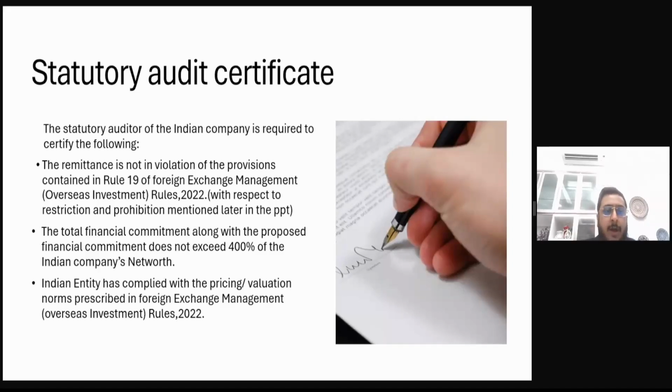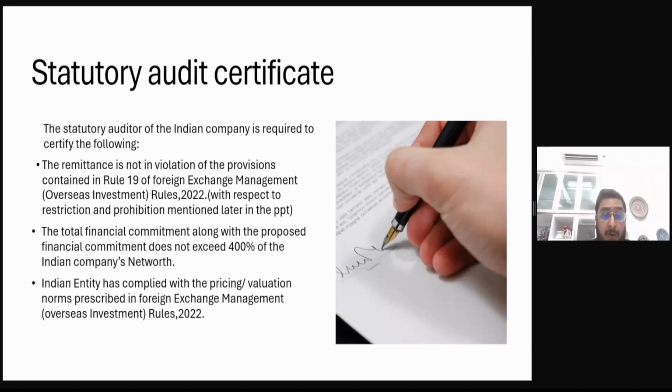Statutory auditor certificate. Now, what are the basics? As I discussed earlier, what are the basic contents of the statutory auditor certificate? What all things we need to certify and what all things we need to check? Firstly, we have to certify that the remittance is not in violation of the provisions contained in Rule 19 of the Foreign Exchange Management Rules. Now, this Rule 19 basically deals with the restrictions and prohibitions mentioned in the rule. So, when you're making an ODI, it should not fall under those categories or terms which are restricted or prohibited by the rules. What are the restrictions and prohibitions? We'll discuss in the next slides.